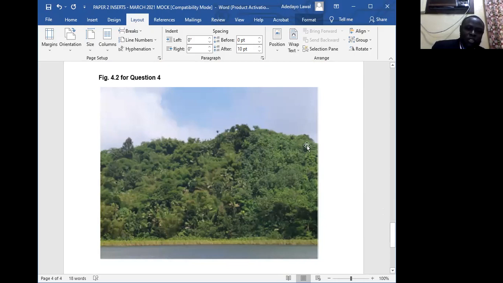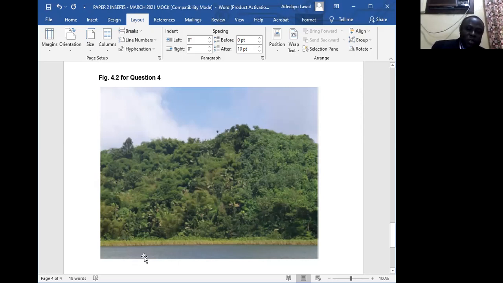Then you have the canopies as well. The canopies branch into each other. Then underneath them, you have the under canopy, those ones that don't have enough access to the sun. Under canopy and forest floor. Under canopy is also called understory, forest floor or shrub layers.